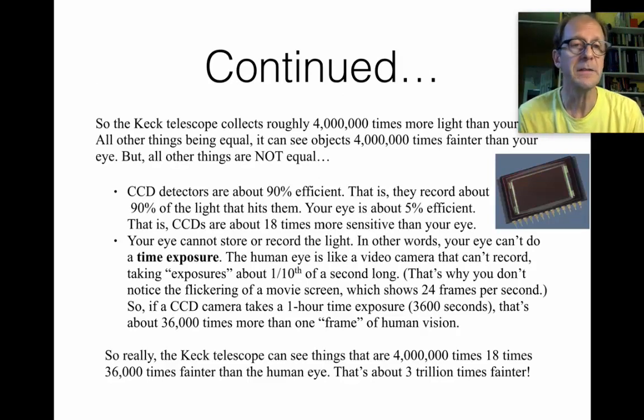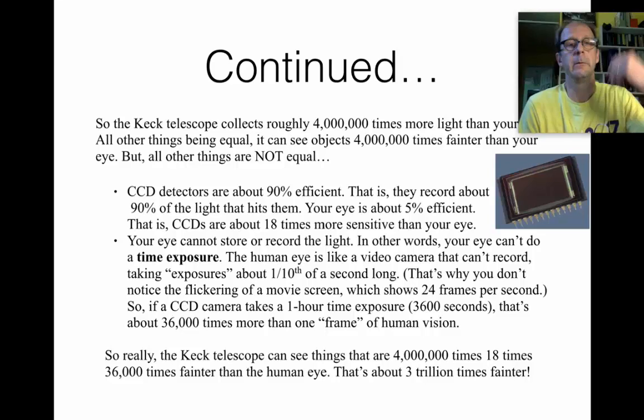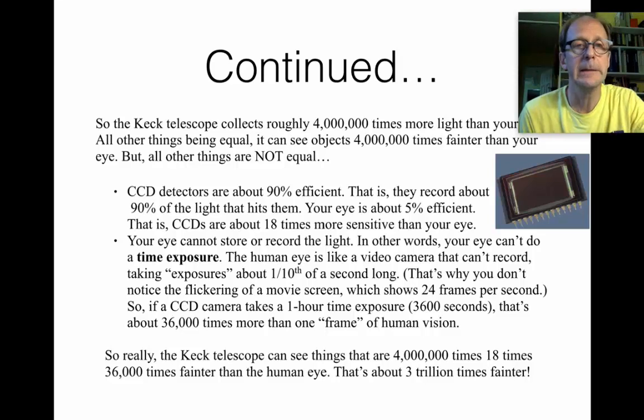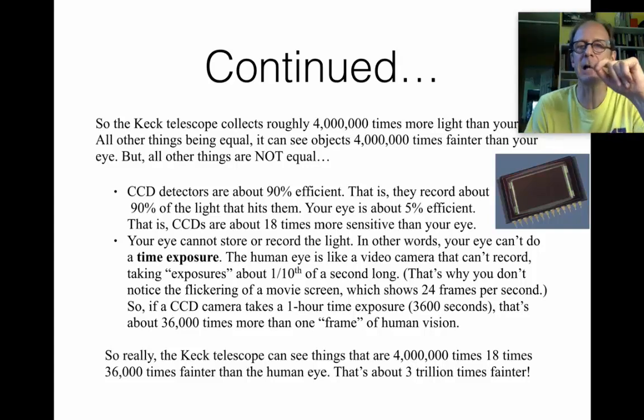There's a lot on this slide. So the Keck telescope, we're saying, collects 4 million times more light than your eye. So all other things being equal, it can see objects 4 million times fainter than your eye.